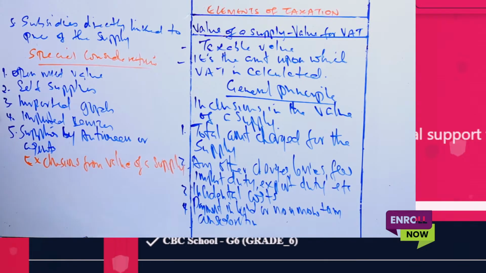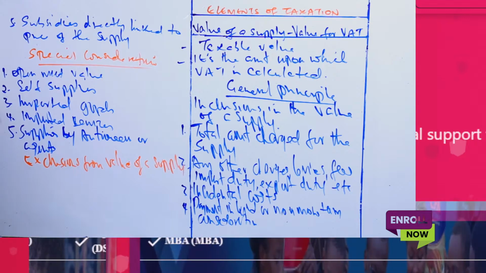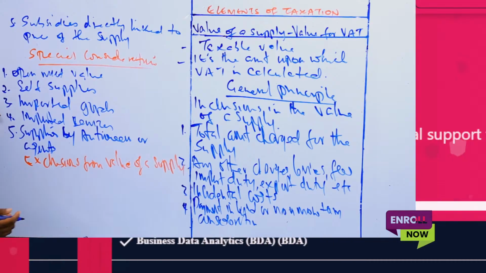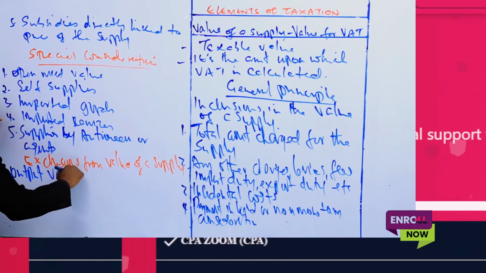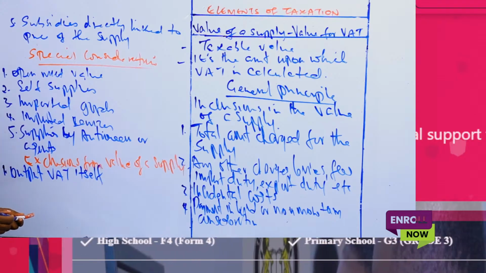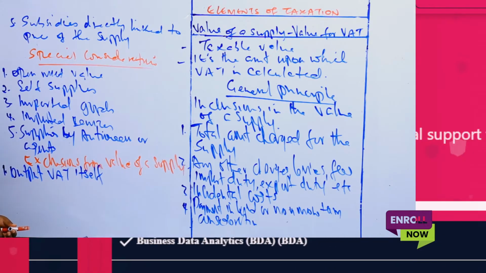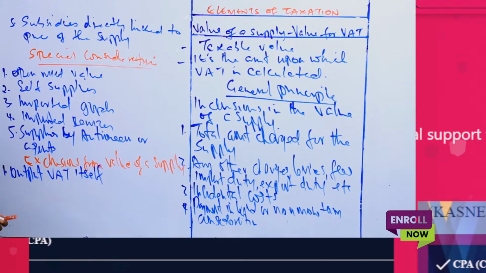Because while most charges related to a supply are included, there are some specific items that are explicitly excluded from the consideration for VAT purposes. One such item is output VAT itself. VAT is calculated on the value of a supply, so VAT calculated on the value of a supply is not part of the value of a supply, because the value is the net price.